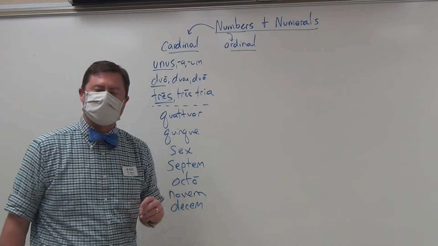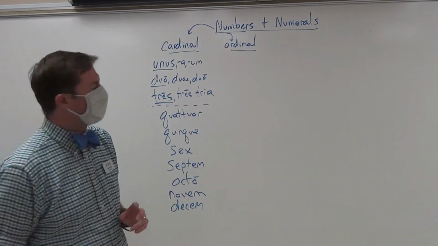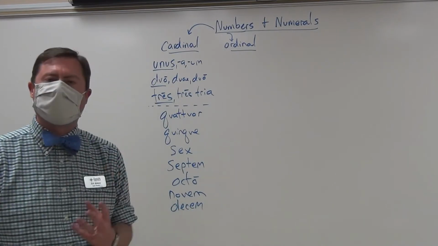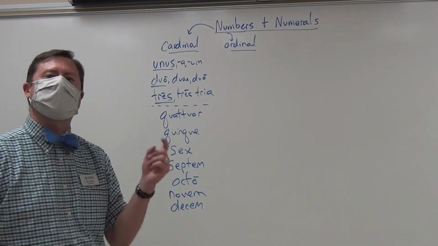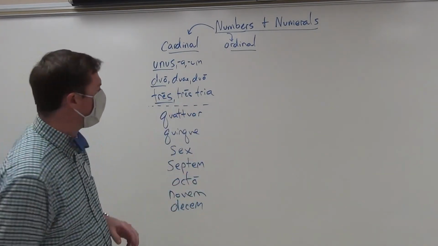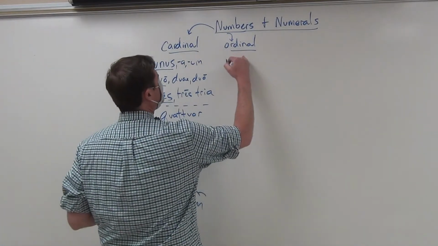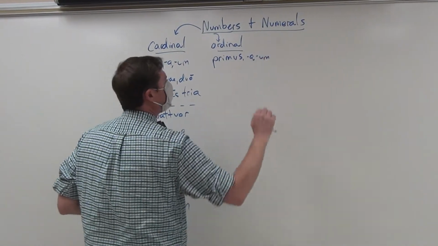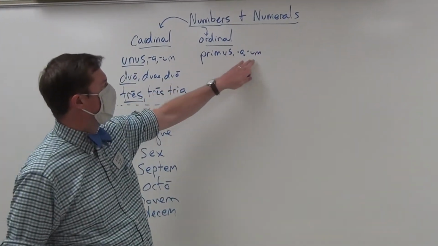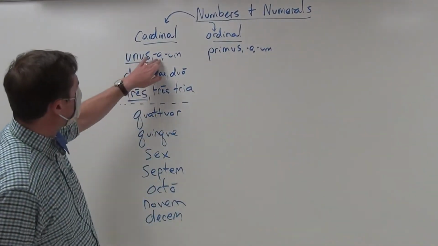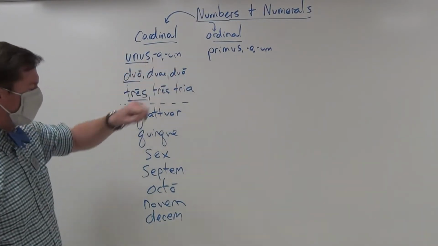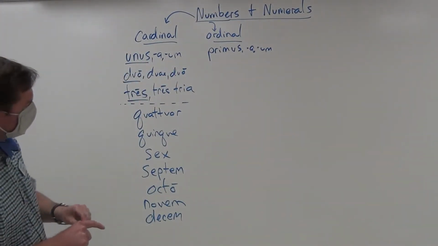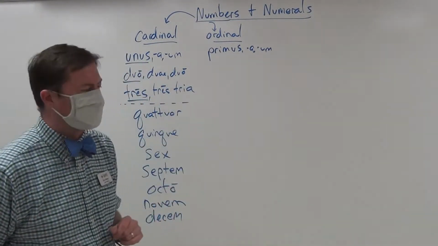Now let's talk about the ordinal numbers. The ordinal numbers are those that are going to give an order. Like I said in English, first, second, third, fourth, and so forth and so on. They would be as follows. Primus, prima, primum. Again, it's an adjective, so it's going to have a masculine, feminine, and neuter form, just like unus, una, unum. Masculine, feminine, and neuter form. But for the rest of these, I'm just going to write the masculine form.